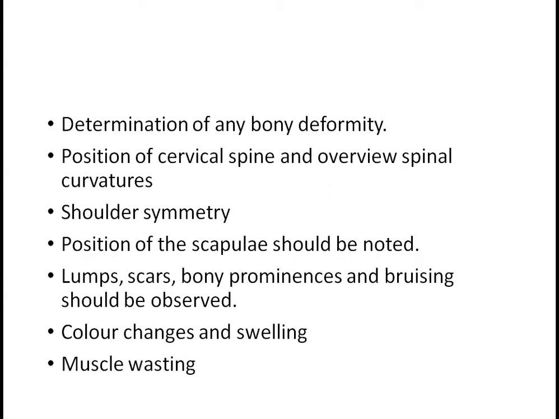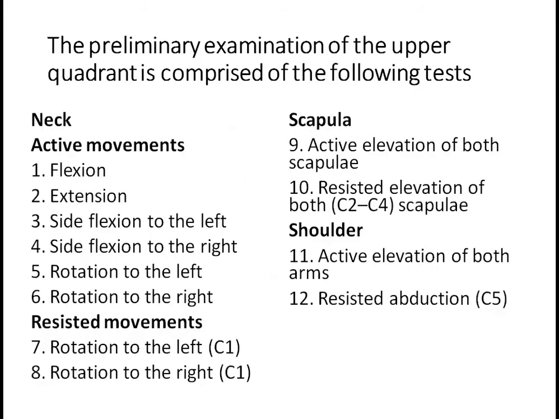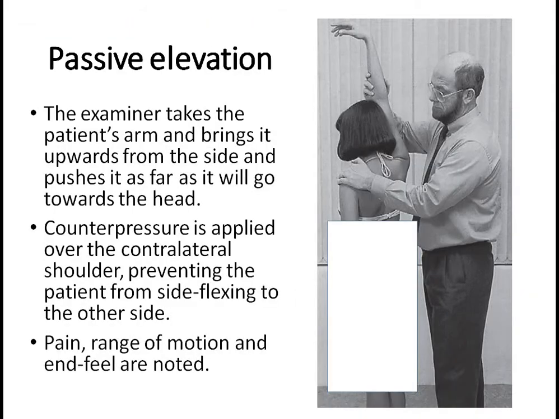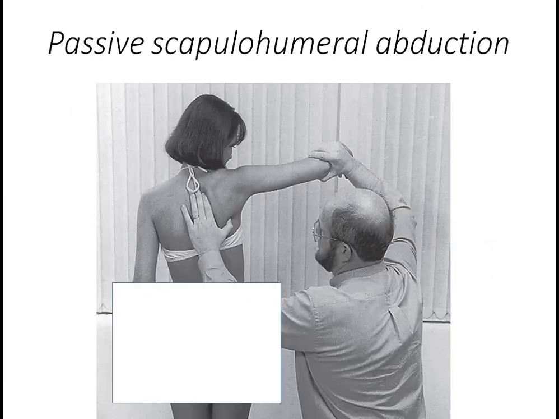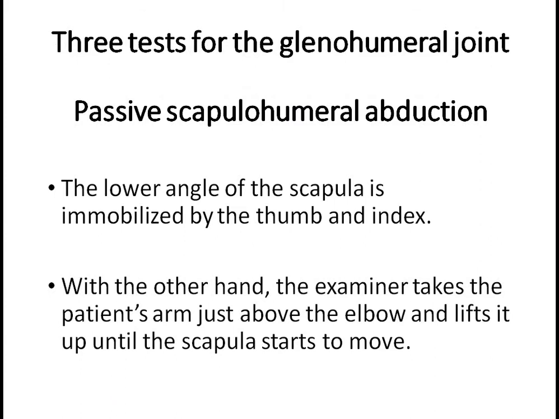Now we will proceed to our next topic. We have ended our previous lecture. So these are the three tests which are used for the glenohumeral joint. Among these, we will discuss some passive movements initially, and then we will discuss the resisted movements.